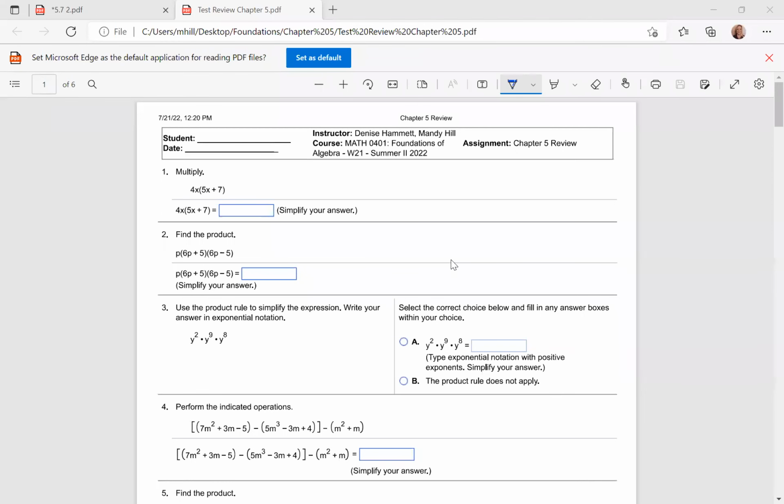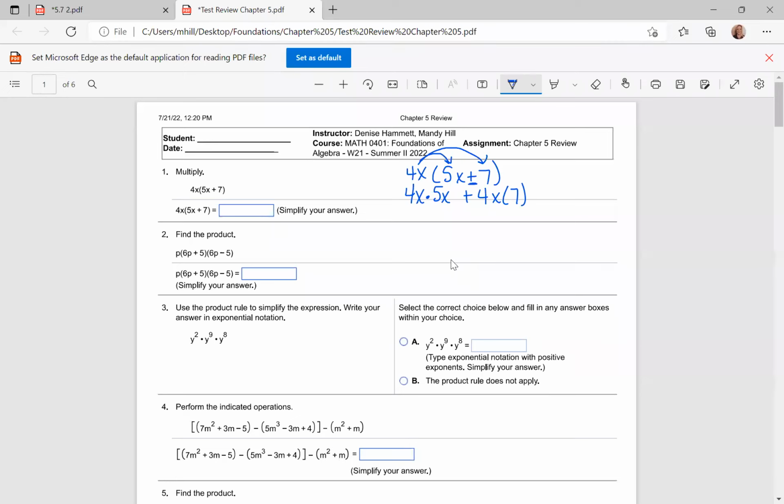So problem number 1 just says to multiply. So we want to do 4x times 5x plus 7. Well, when you multiply that, all you're doing is using the distributive property. So you're saying 4x times 5x plus 4x times 7. You're taking the 4x and you're multiplying it by both of those terms behind the parentheses.